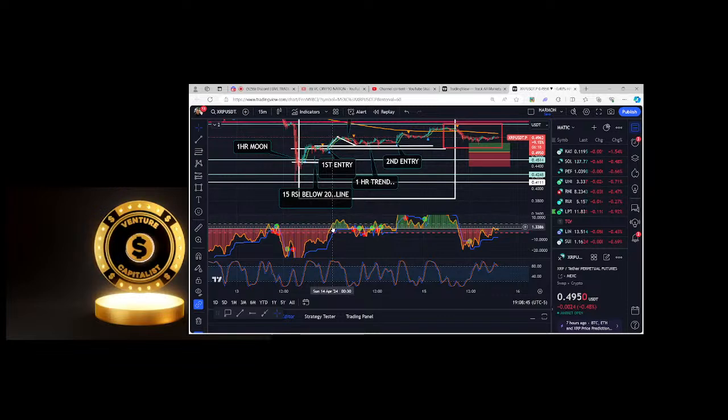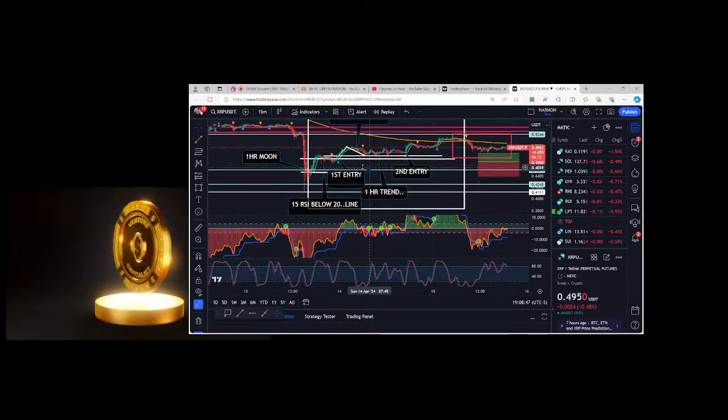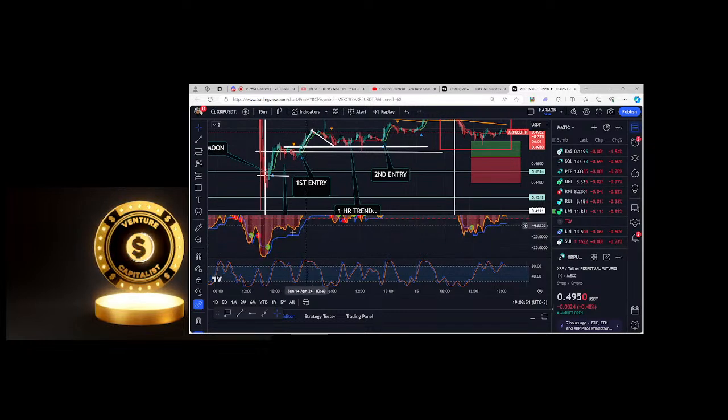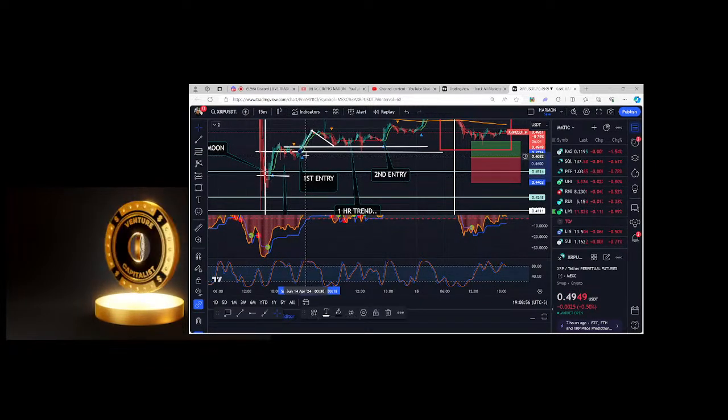Positive value happens here, which allows us to get into our first entry, which also was a 15-minute moon, which we see here, and the 15-minute green trend, which is here. That causes our first entry. That's a big winning trade.